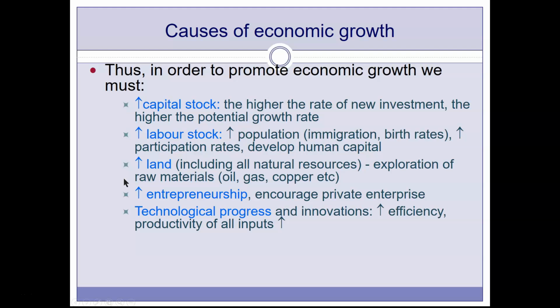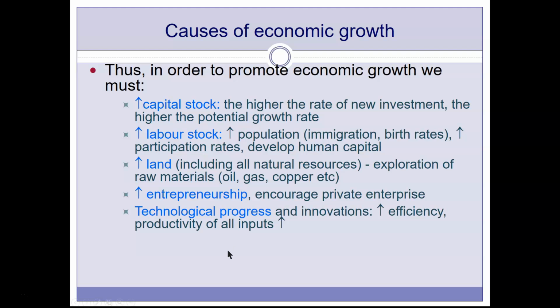All these four factors will imply that we are increasing the amount, the quantity of these factors of production. However, we can also increase and improve the quality of our factors. By encouraging technological progress and innovation in the economy, we can make all these available factors more productive, increase efficiency and productivity of all available inputs, which also allows us to shift the production possibility frontier curve to the right.